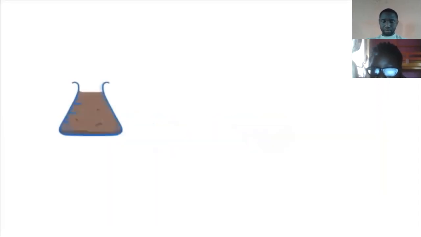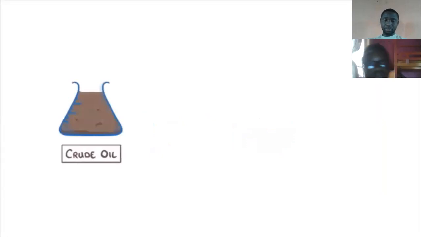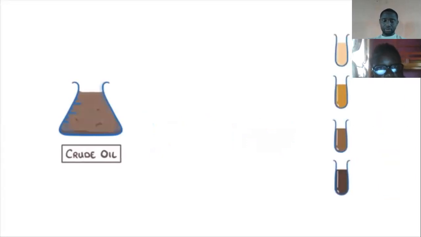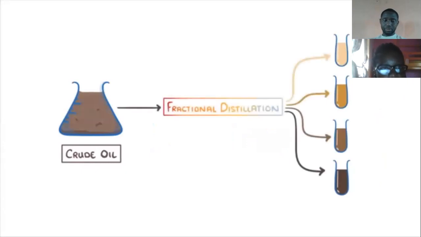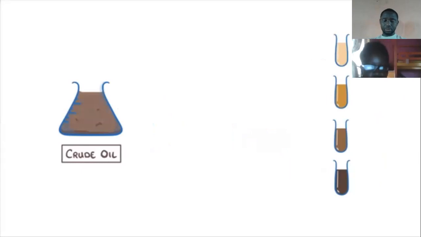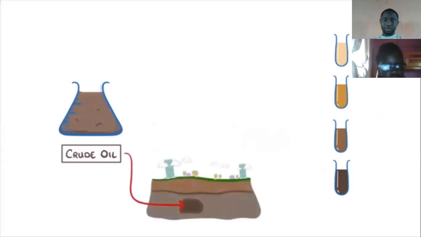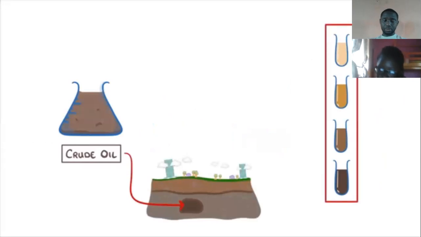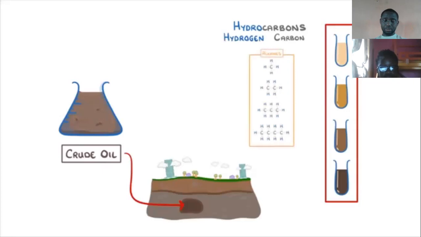In today's video, we're going to take a look at crude oil and see how we can separate it into its different components using fractional distillation. Crude oil is a fossil fuel that we get from deep under the ground, and is basically a mixture of lots of different compounds. Nearly all of these compounds, though, are hydrocarbons, which contain only hydrogen and carbon. And the most common type of hydrocarbons are alkanes, which we covered in the last couple of videos.